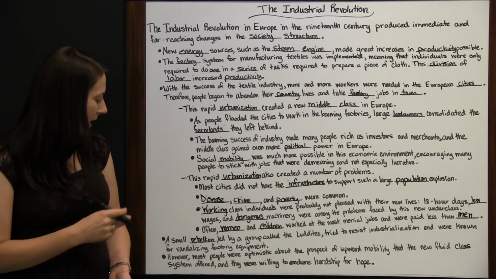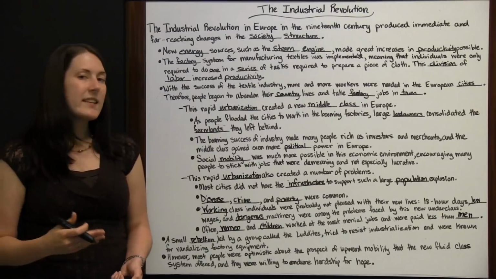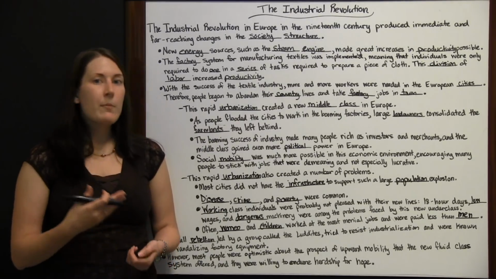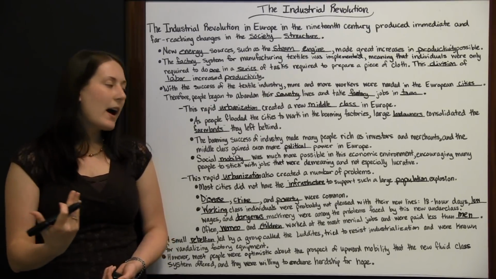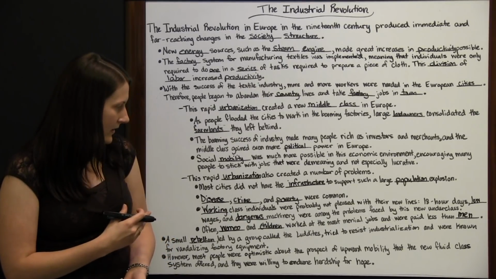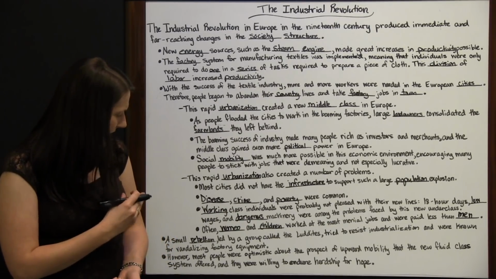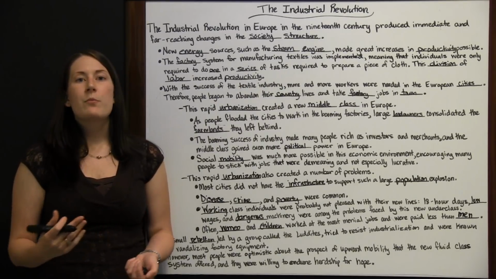For the most part, people were optimistic about the prospect of upward mobility. They thought they might be able to move from a lower social class to a higher one. And they were willing to endure hardship for hope.